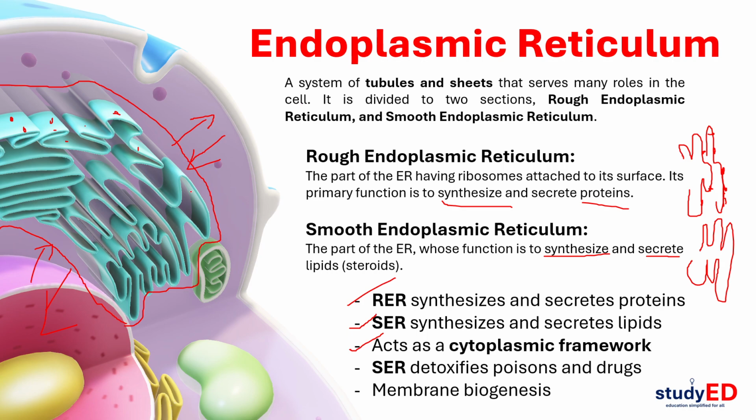Substances in the cytoplasm are provided a framework and can travel through the ER. Then smooth endoplasmic reticulum. Its function is to detoxify. Now you ingest a poison or a certain drug. The SER's function is to detoxify that.